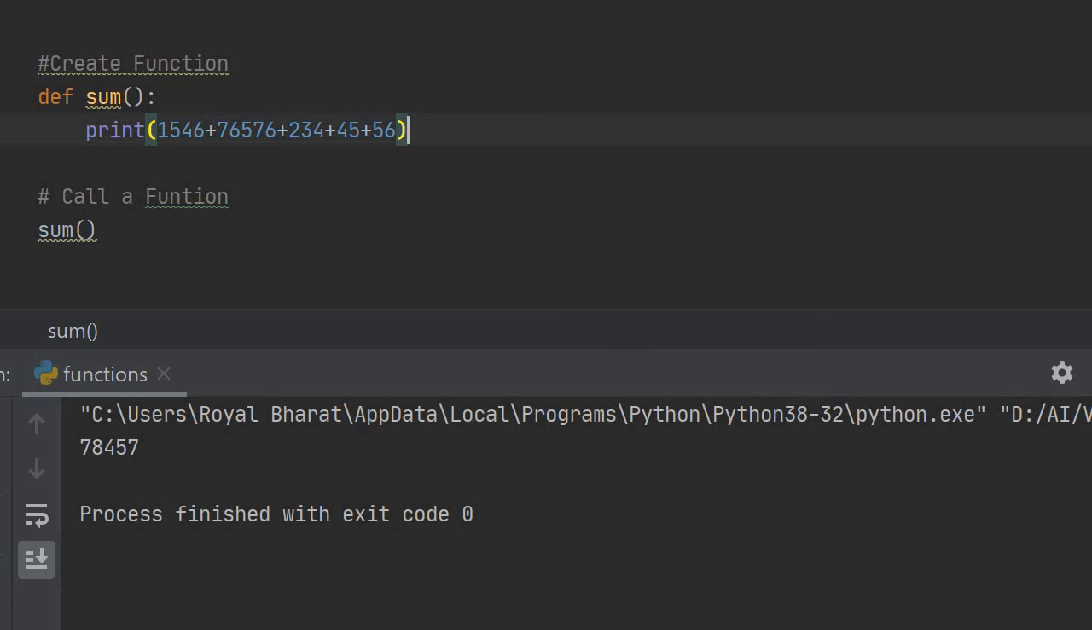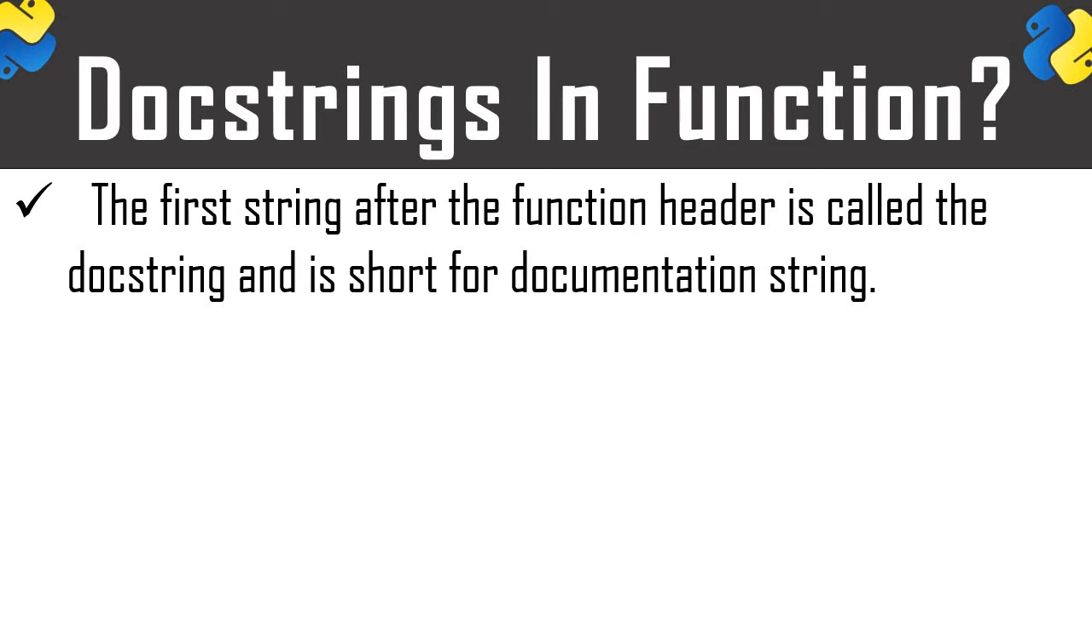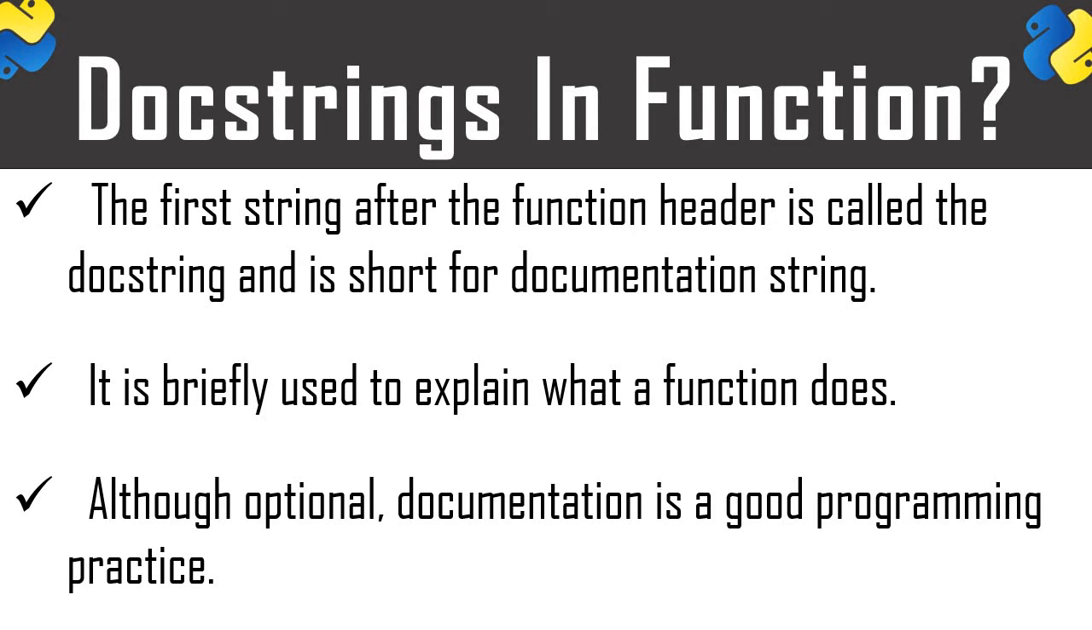Now let's move to our next topic, that is docstrings in functions. So what is a docstring? The first string after the function header is called the docstring. Basically, the first string we write after the function declaration is known as a docstring. Docstring is short for documentation string, which defines the working of the function. It is briefly used to explain what a function does. Although it is optional, documentation is a good programming practice. As programmers, we have to follow good programming practice.